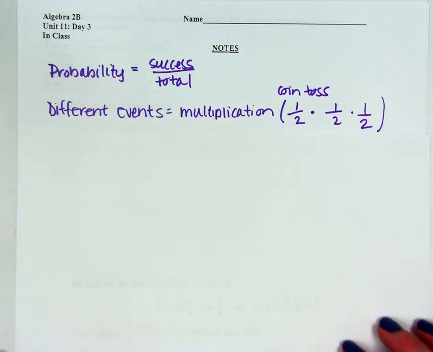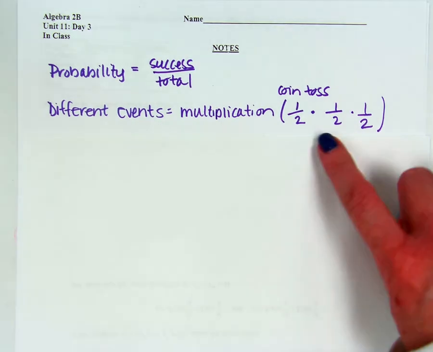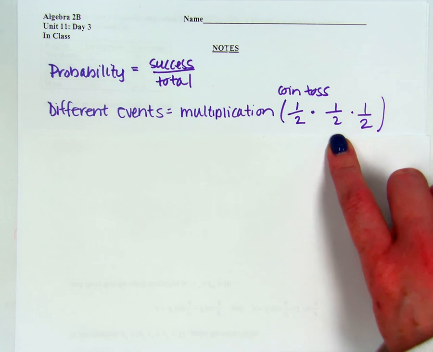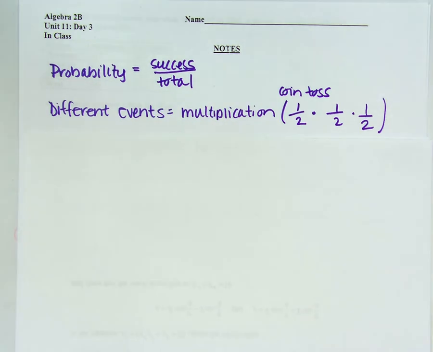And then I have an example of different events. We're going to use multiplication, just like what we have here. If you have a coin toss and you are going to toss that coin 3 times, what's the probability that you're going to get heads? You have 1 shot out of 2 the first time, and again the second time it's 1 out of 2, and the third is 1 out of 2. So you would just multiply those together, and that would give you 1 over 8.